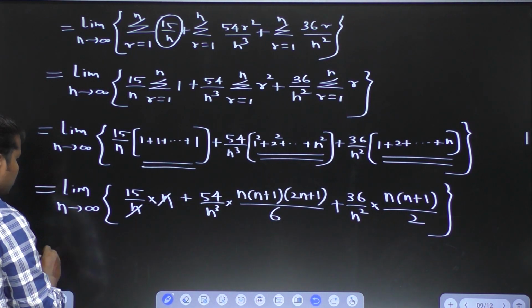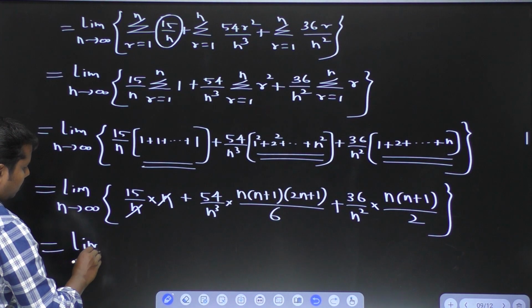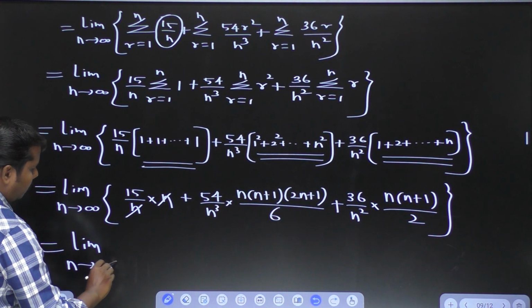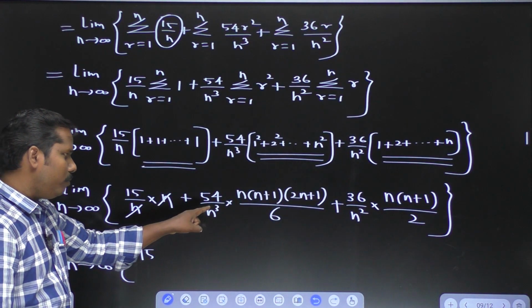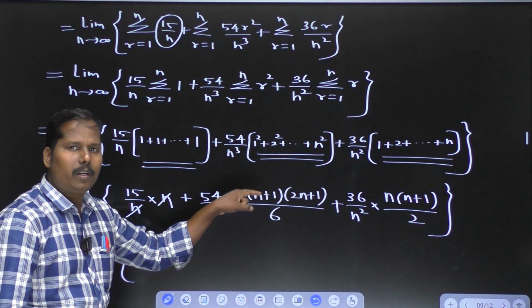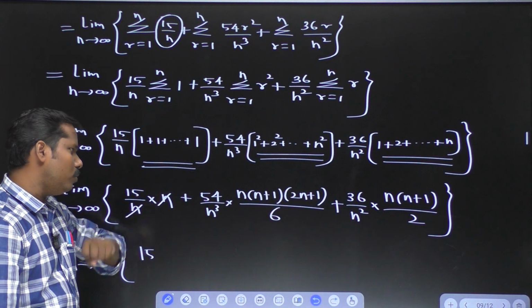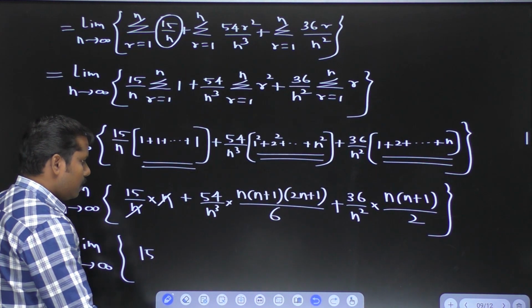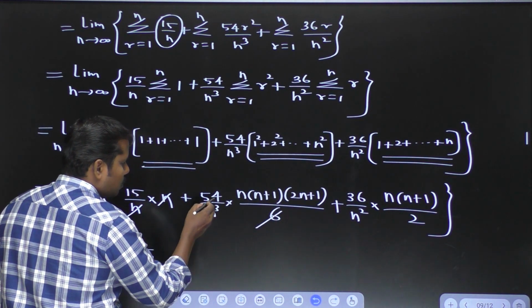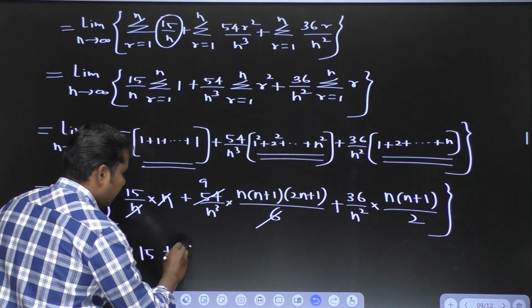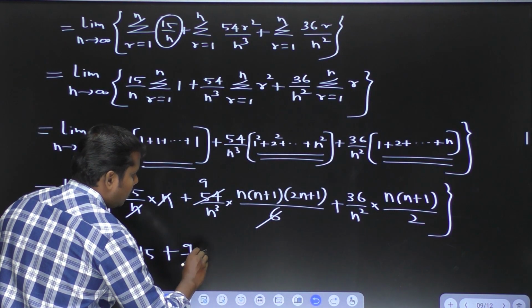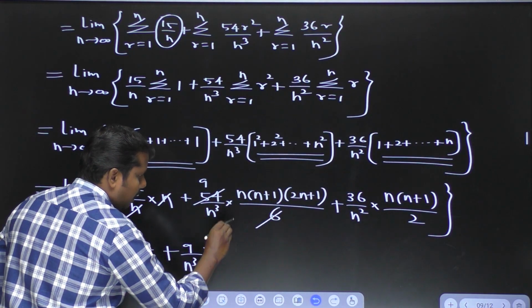So here n cancels. Limit n tending to infinity. What are you getting here? 15 n cube is there, so on the denominator you should get n cube. For that you have to go for a little manipulation. Here you can cancel. 6 9s are 54. So 9 by n cube into, keep that n as such.